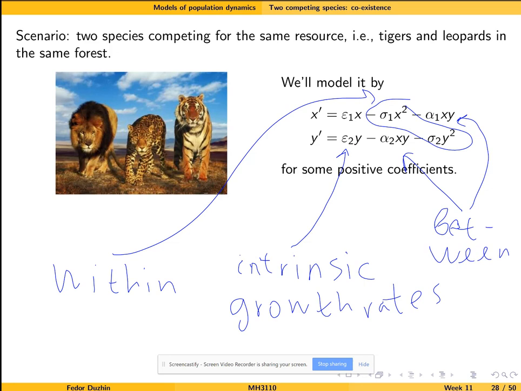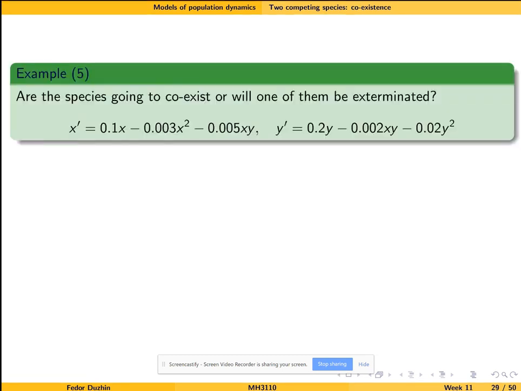And we're going to go through a few specific numeric examples of what kind of critical points we have and what it means in terms of the population ecology. So the question in all of these examples is whether the two species are going to coexist or if one of them is going to be exterminated.